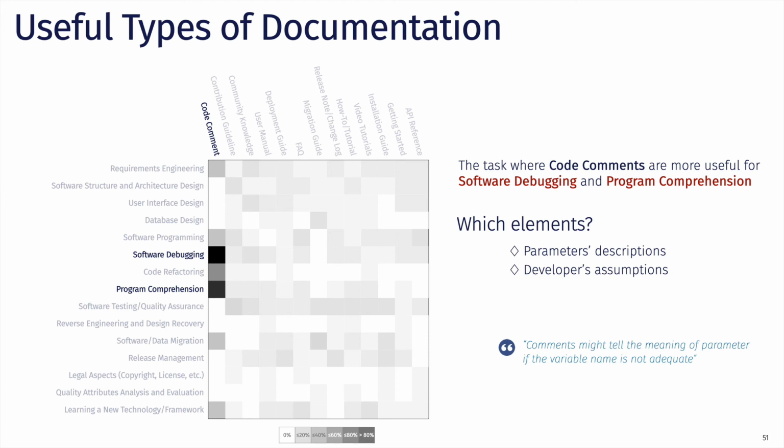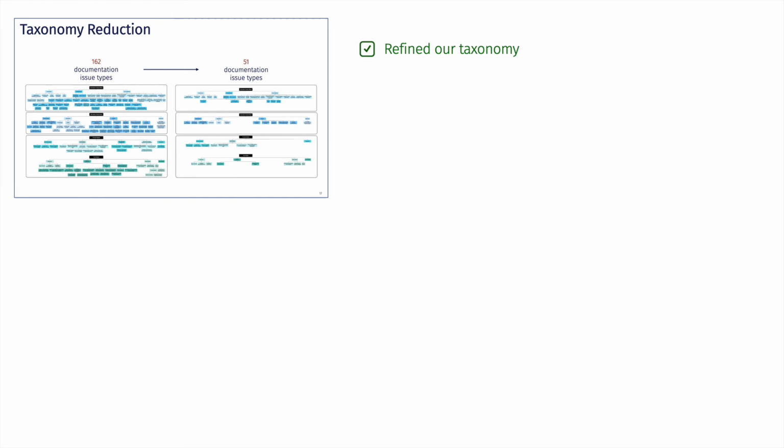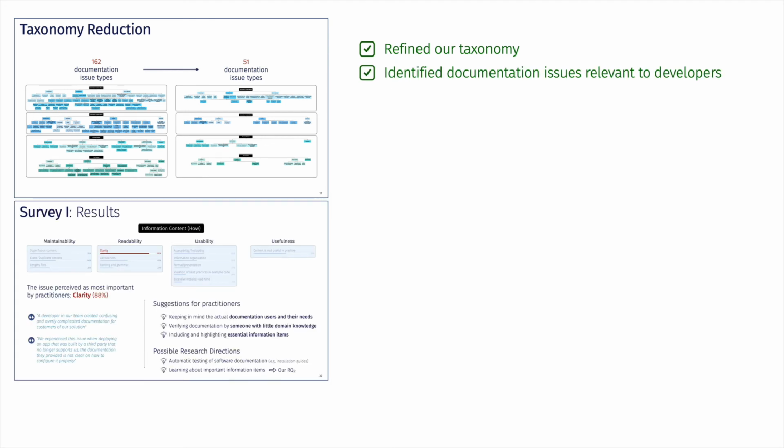Participants also highlighted the fundamental role of parameters description and developers' assumption in software debugging as the most useful elements within code comments. To wrap up, in this paper we revisited our last year's work and refined our documentation issues taxonomy to make it more usable by externals. Then we investigated the types of issues which are relevant to developers, and we reported common solutions proposed by practitioners and possible future research directions in this space.